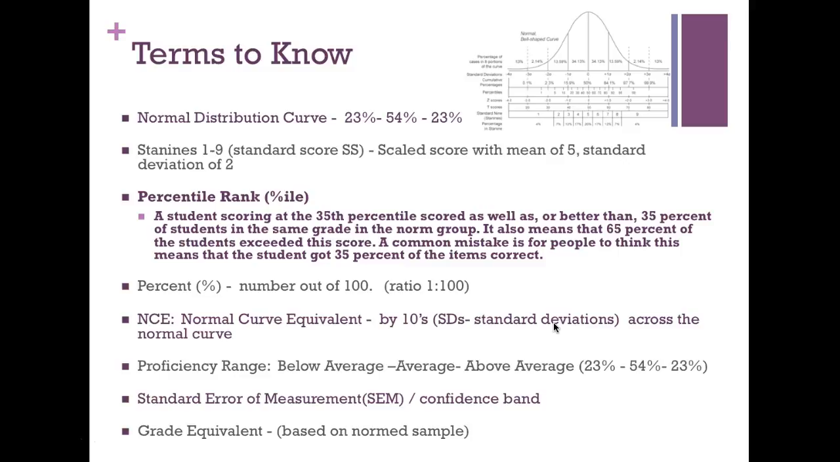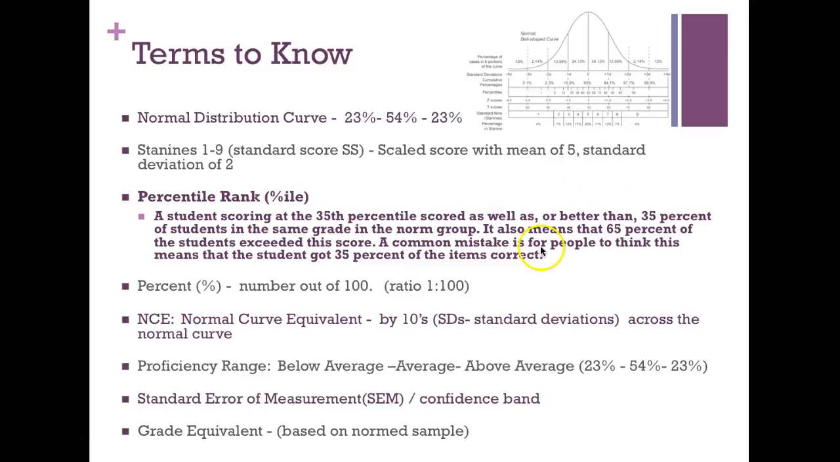So this is not a percent. If you look below here, percent is a number out of 100. The ratio 1 to 100. I got 100% on my test. That means I got all 10 items right. I got 90% on my test. That means I got 9 out of 10 items right. I got 50% on my test. I mean I got 5 out of 10 right. So percent is just how many right you get. This is not what a percentile rank tells you.